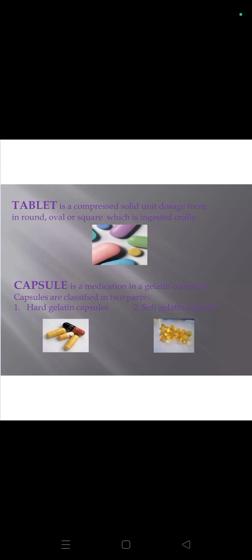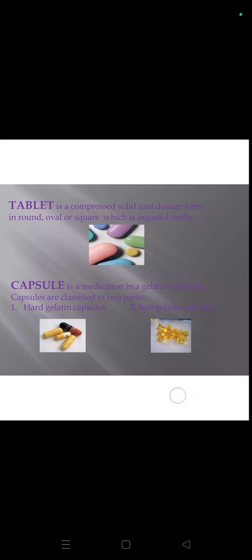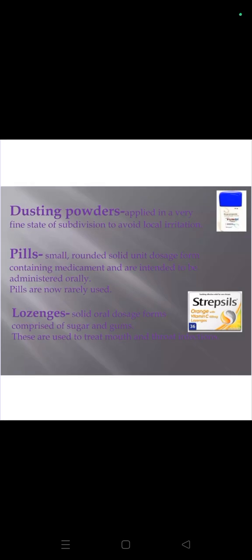Then tablets. A tablet is a compressed solid unit dosage form in round, oval, or square shape, which is ingested orally. Then capsule. A capsule is a medication in a gelatin container. Capsules are classified into two types, namely hard gelatin capsules and soft gelatin capsules. Then dusting powders. The dusting powders are applied in a very fine state of subdivision to avoid local irritation. Then pills. A small rounded solid unit dosage form containing medicament and intended to be administered orally. These are now rarely used.